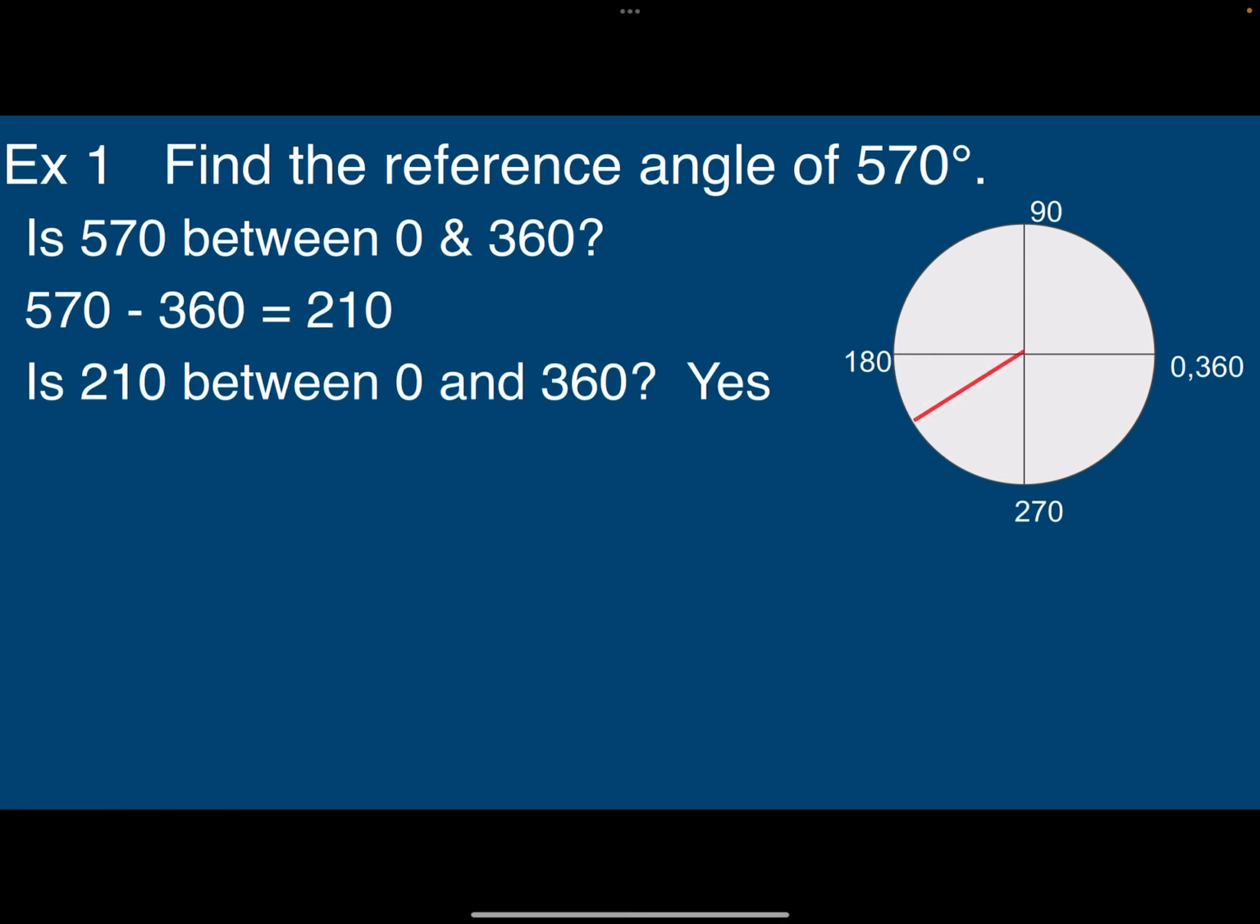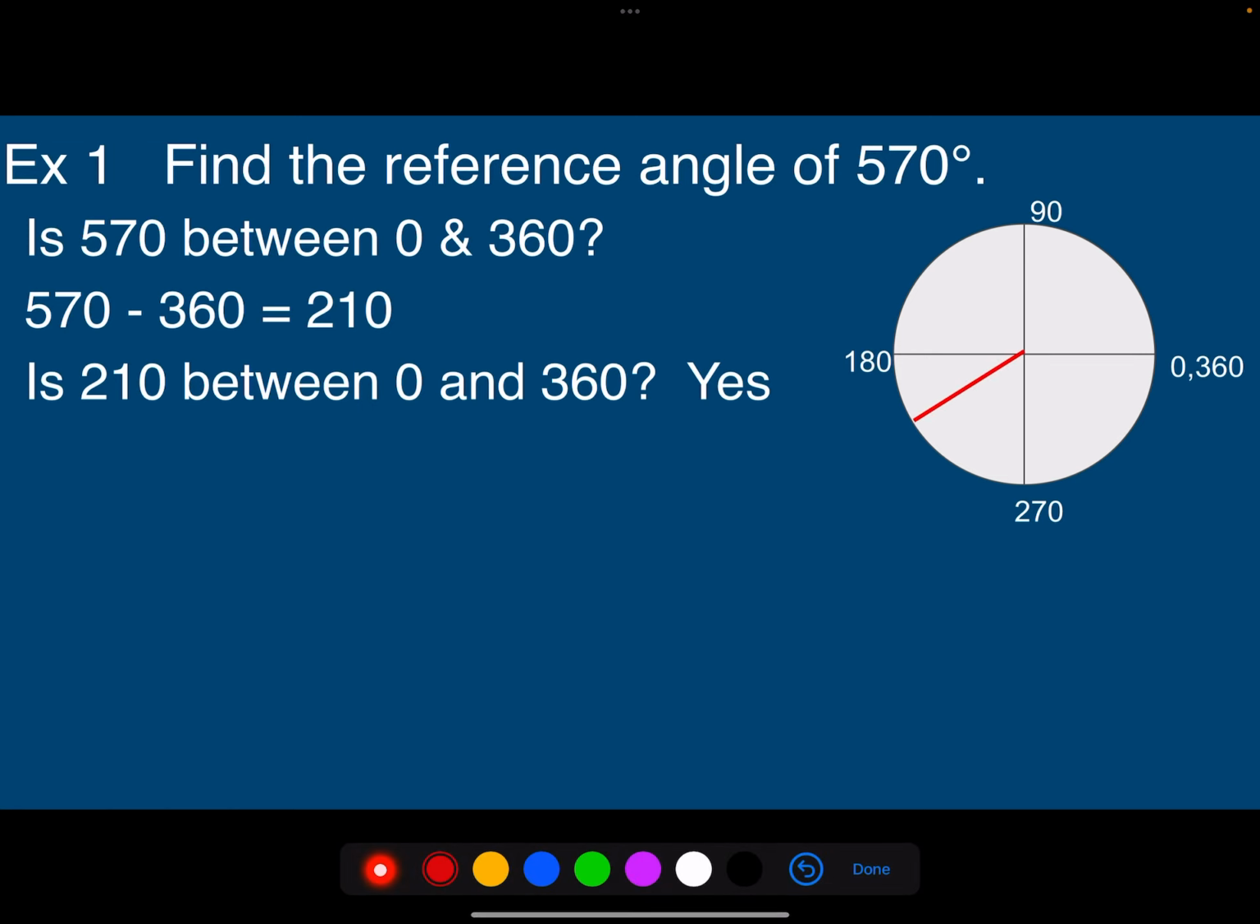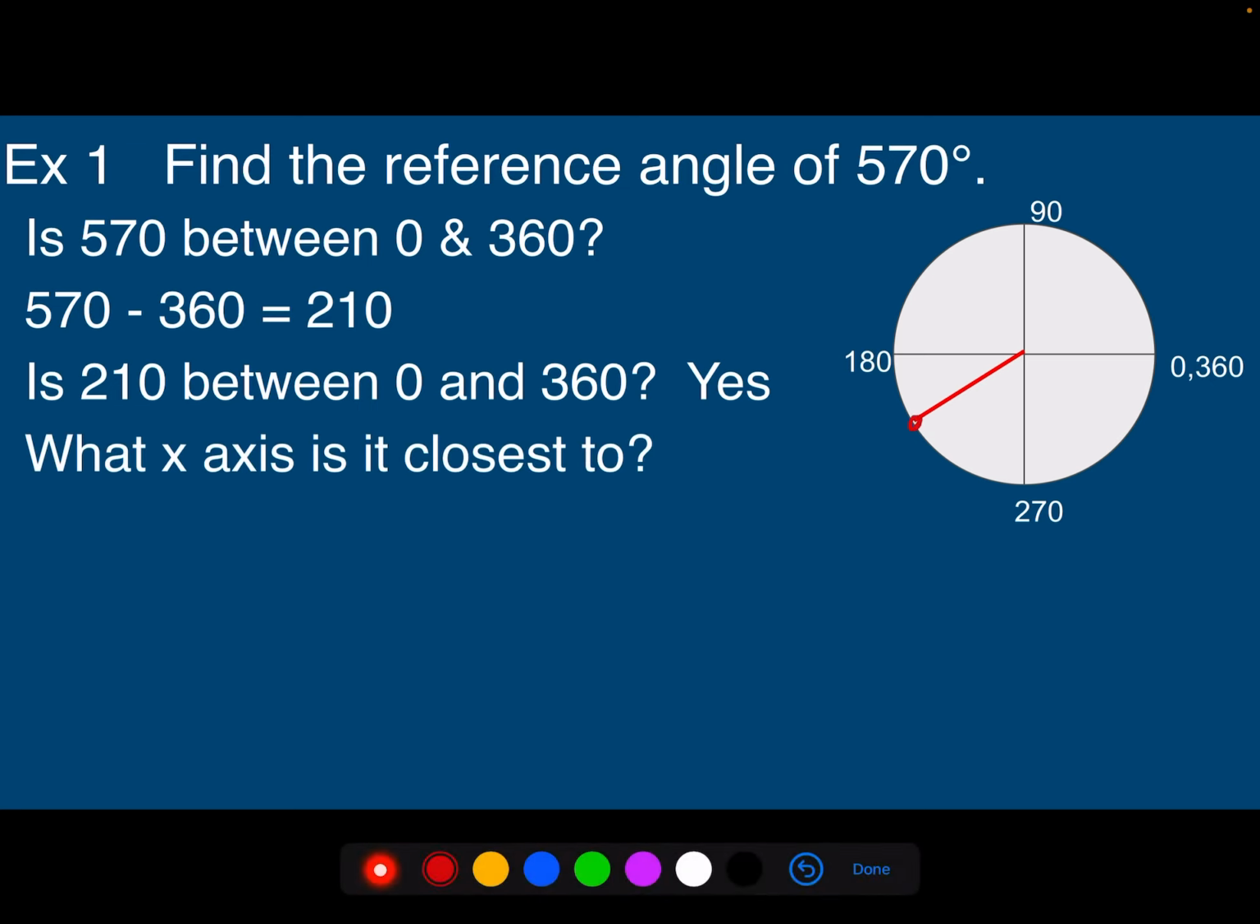As soon as I know it's in that quadrant, it doesn't matter where I draw it. I can try to draw it the best I can, but in the long run, it's not going to matter. Now I'm going to always ask what x-axis it's closest to. Remember, this angle right here is 210. It's also 570, so either way, I'm going to get the answer I'm looking for. So I'm going to focus on the 210 part of it.